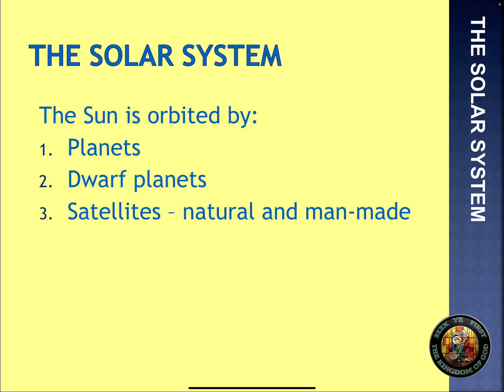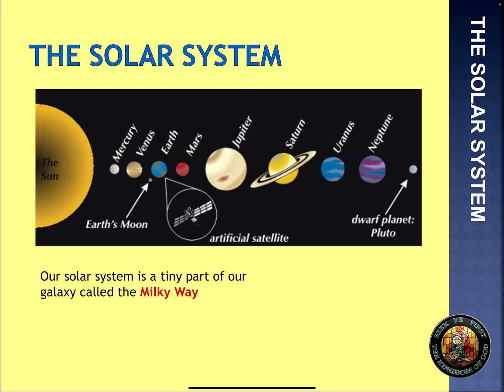The sun is orbited by planets, dwarf planets, and satellites, natural and man-made. The Earth has a natural satellite called the Moon. Our solar system is a tiny part of a galaxy called the Milky Way, and you can see that.